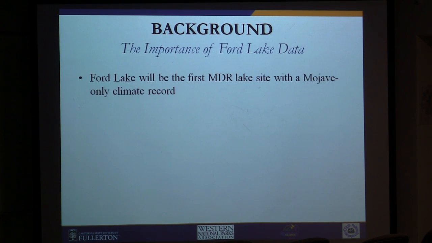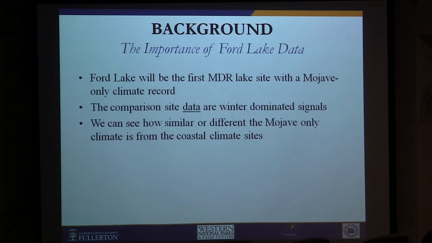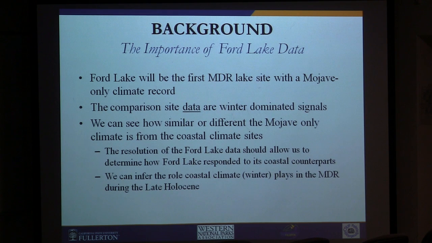So the importance of this Ford Lake data is that it will be the first Mojave Desert region lake site with a Mojave-only climate record. The comparison site data are winter-dominated signals. So now we can see how similar or different the Mojave-only climate is from the coastal. We're going to compare the data from Ford Lake to the coastal and then see what's similar and different between them. The resolution of Ford Lake data should allow us to determine how Ford Lake responded to its coastal counterparts. And we can infer then the role that coastal winter climate plays in the Mojave Desert region during the late Holocene.